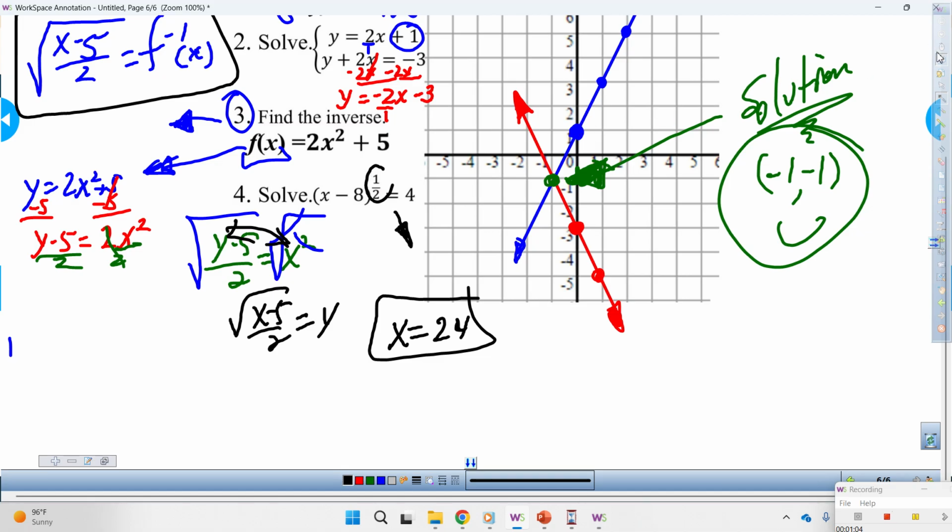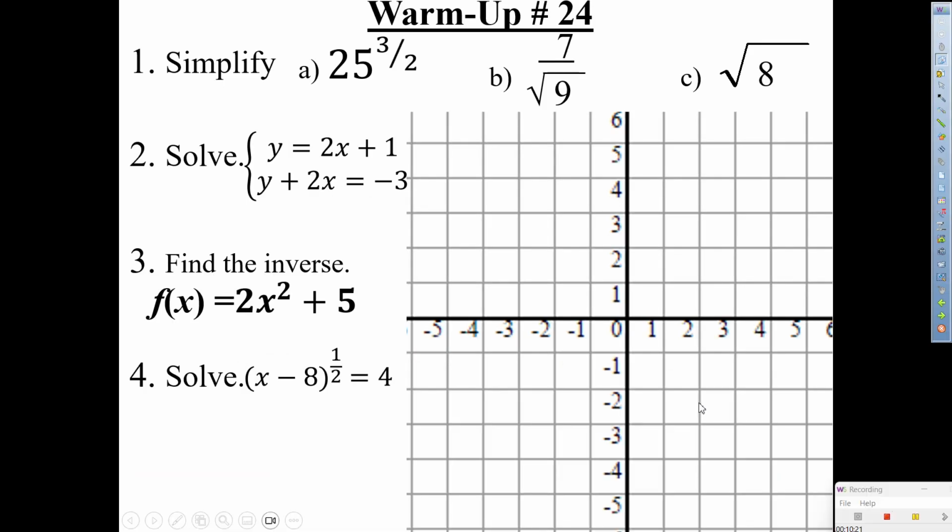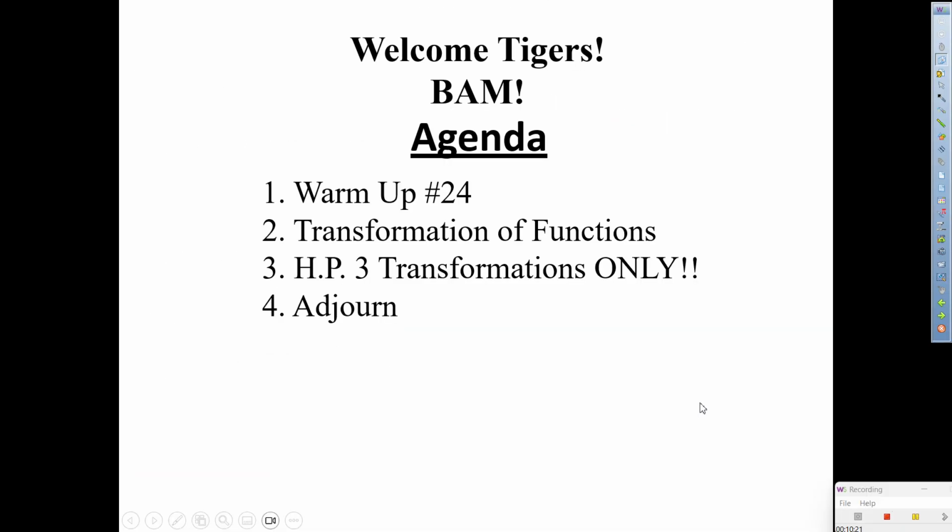All right? So, copy the agenda, please. Here it goes. Warm-up number 24 done. We're still in the middle transformation of functions. And so far we covered A, H, and K. Tonight's home plate, 3 more transformations.